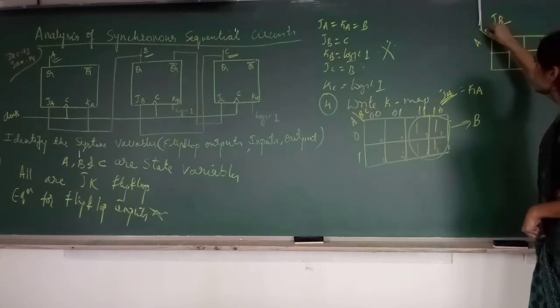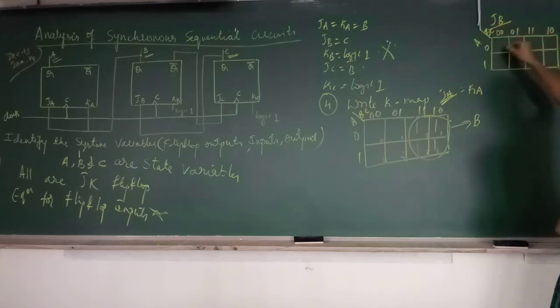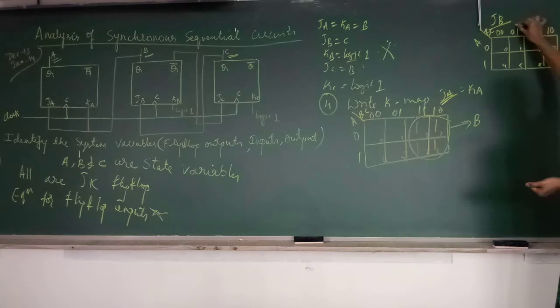So A, B, C, 0, 1, 0, 0, 0, 1, 1, 0, 1, 1. So 0, 1, 2, 3, 4, 5, 6, 7. So JB is equal to C. I should get C. Where will I get C? C here. These 2 columns I have to use. Again 4 cells you have to group because 2 variables I have to eliminate. Put 1 for these 4. Just check whether you get C as the answer. A will get cancelled, B will get cancelled, C. So JB is equal to C.